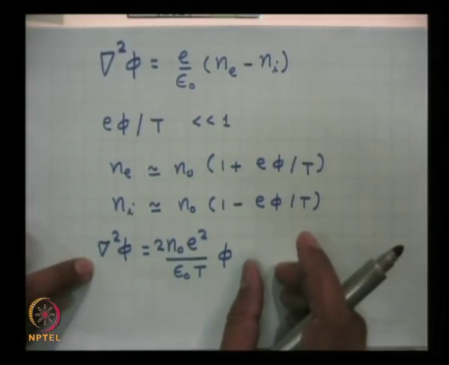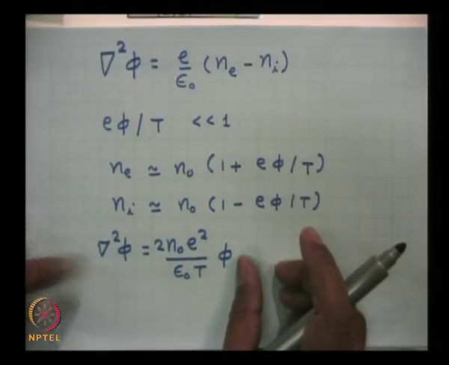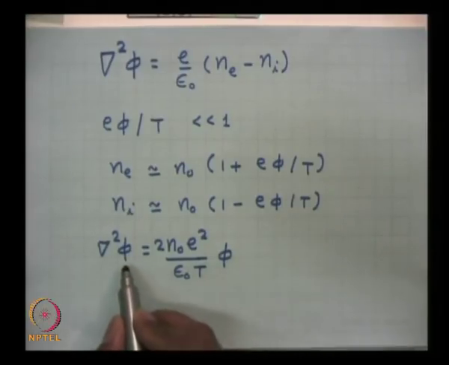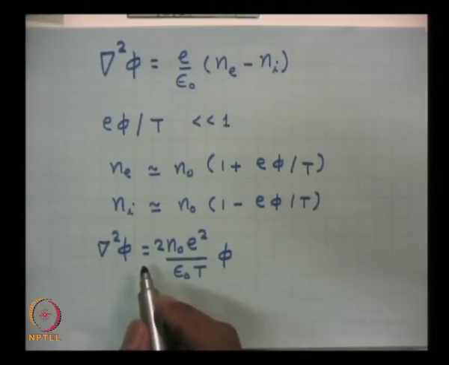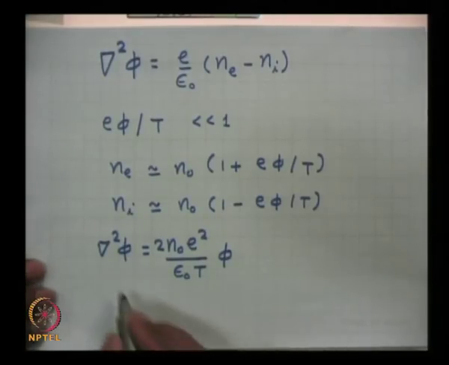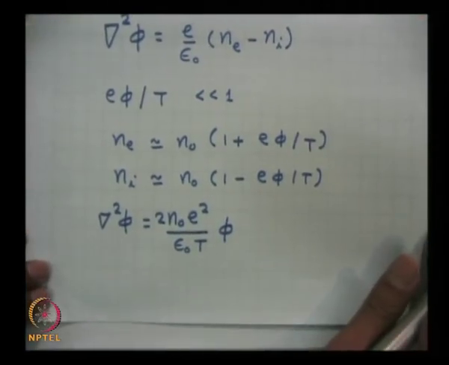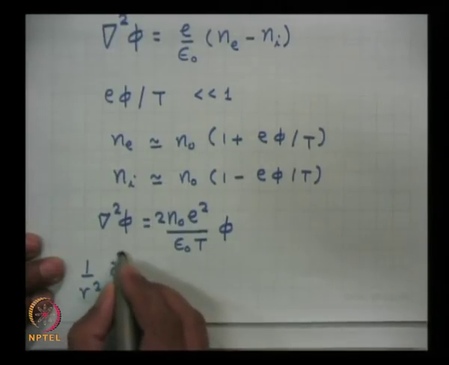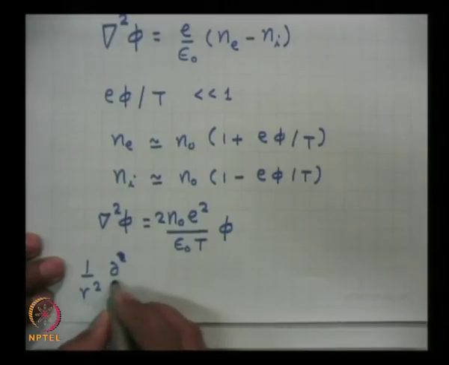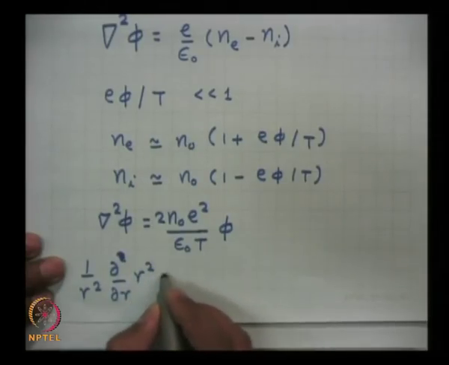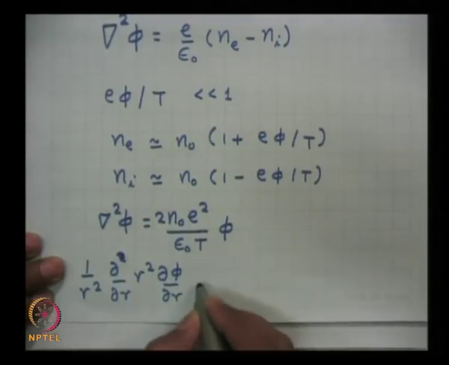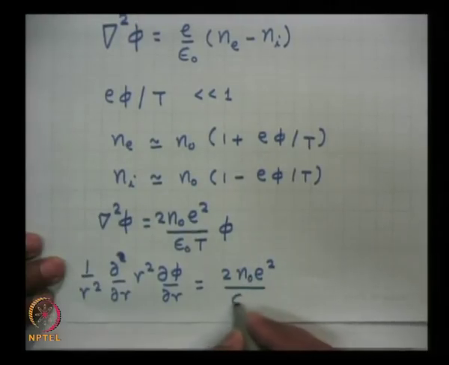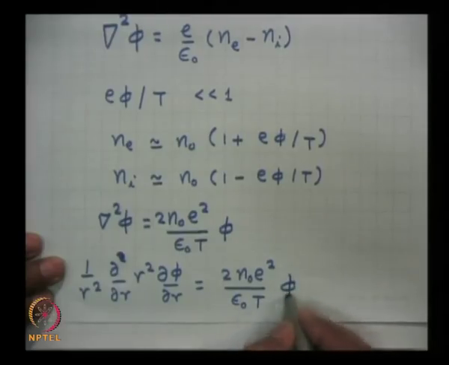Well, this equation has to be solved to obtain phi, the potential due to charge Q, as a function of distance. By symmetry, one would expect that the potential will be a function of distance alone, not of the direction. So, in that case, the del square operator can be written as 1 upon r square del del r of r square del phi by del r is equal to twice n0 E square upon epsilon 0 T times phi.